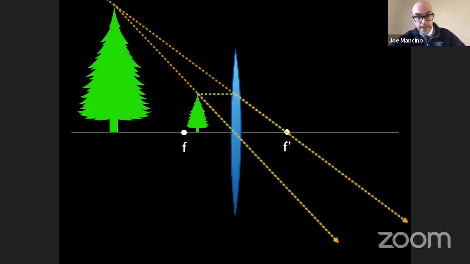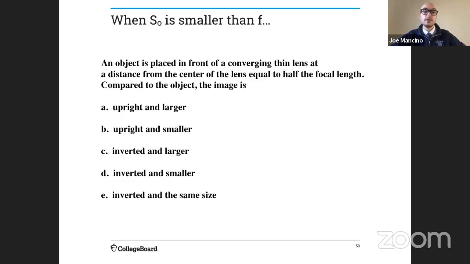So here's what an AP Physics question about that topic might look like. An object is placed in front of a converging lens at a distance from the center of the lens equal to half the focal length. The object distance is smaller than a focal length. What kind of image would it make? Now, we just saw this, and I think you'll notice very quickly the options are, is it upright or inverted? Is the image larger, smaller, or the same? Your job as a smart AP Physics student is to say, wait a minute, that's a magnifying glass.